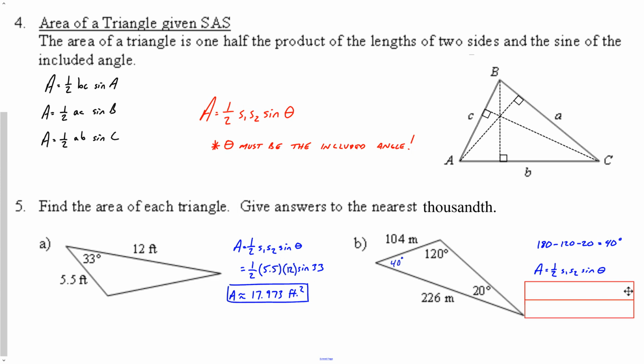Now we can substitute those values in. Again, we didn't know originally what the included angle was, but now we've found it so that we can put 40 in for theta. And then putting that all in the calculator, we would find that the area is 7,554.040 square meters.